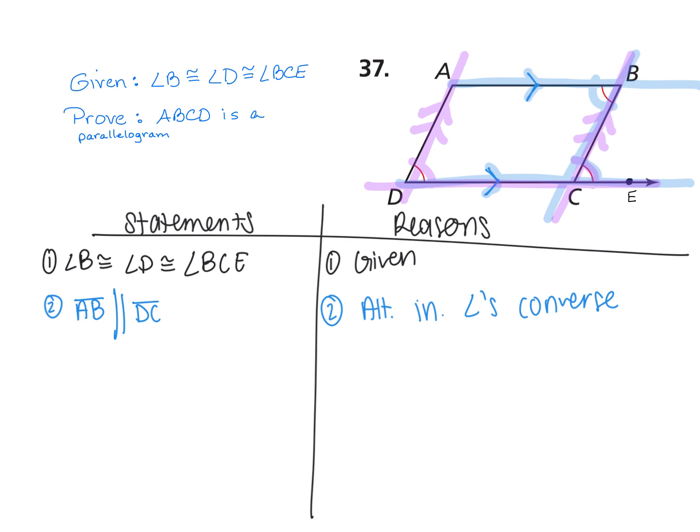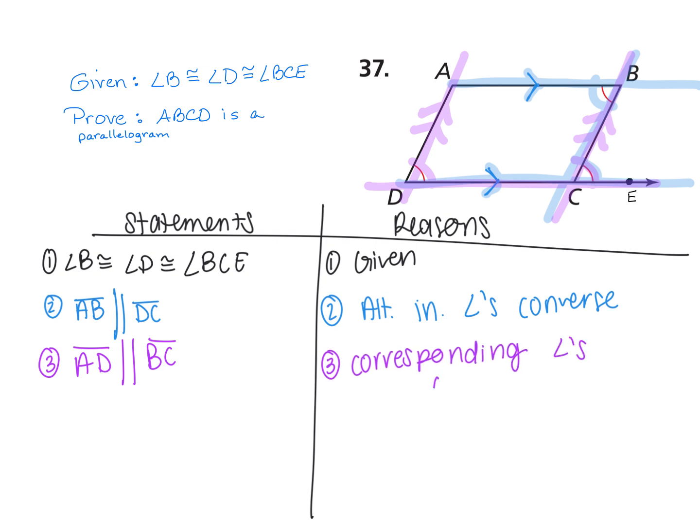So now I can go ahead and state for 3, AD is parallel to BC by corresponding angles converse. Could you switch the order for 2 and 3? Yes, you can. If you saw corresponding angles first, that's fine. And then you would have to show me the alternate angles converse.